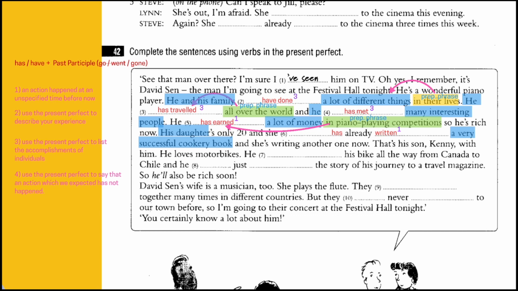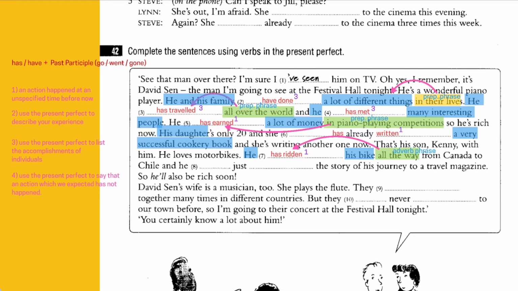Alright, then we move on to question number seven. And the subject he tells us to use the verb has. Has what? His bike. Has ridden his bike. Also, has ridden is an action finished at an unspecific time. Number one, has ridden his bike. The phrase all the way actually is an adverb. And this adverb actually means completely or totally, telling you more about has ridden.